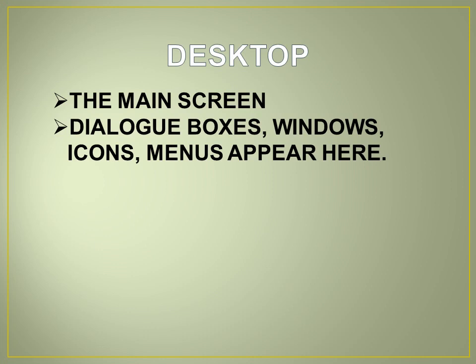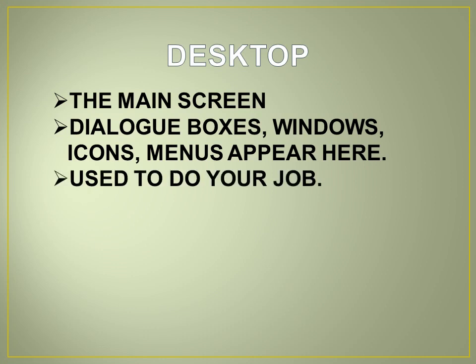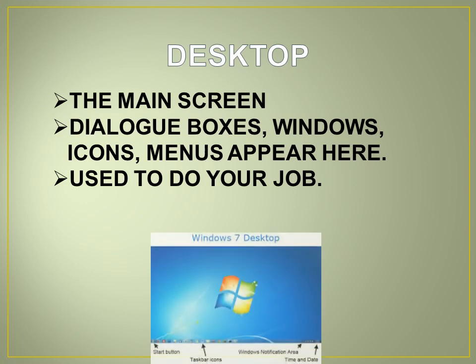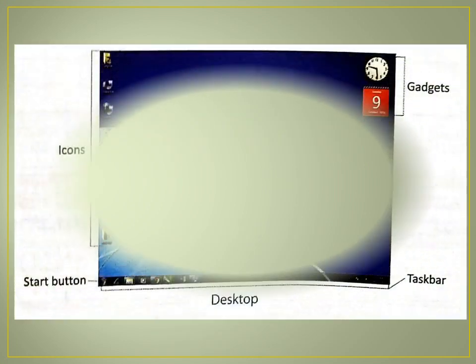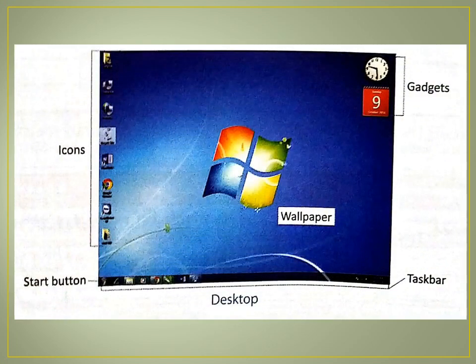And why is desktop also used? It is also used to do your job. So whatever function you have to do in the computer, desktop is also used for that. Can you see the picture of desktop? What we can see here: the gadgets, the wallpaper, the icons, the start button and then the taskbar. These are the main important parts of a desktop. I hope all of you will remember this picture.